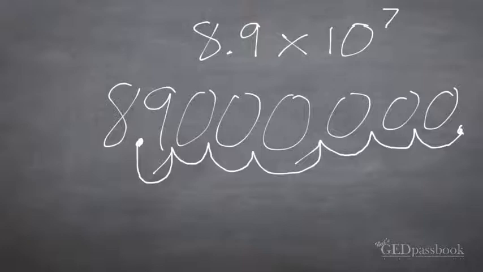Technically, if you did 89 times 10 to the 6, you'd get the same answer. Yes, you're right. But don't have that in your head. It must always go behind the first one. Yes. Thank you. A+.